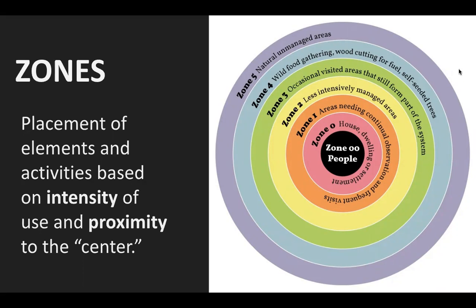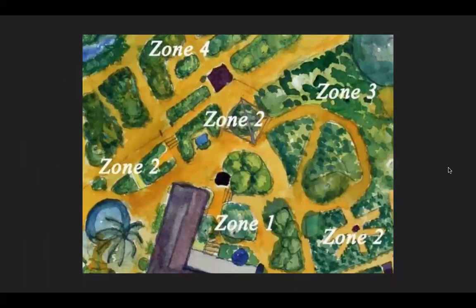So let's move on here. Not every site is going to encompass all of the zones, right? So maybe a smaller urban or suburban lot will have zones 1 through 3 or zone 0 through 3. When we're talking about designing land, we're mostly thinking about zones 1 through 5.